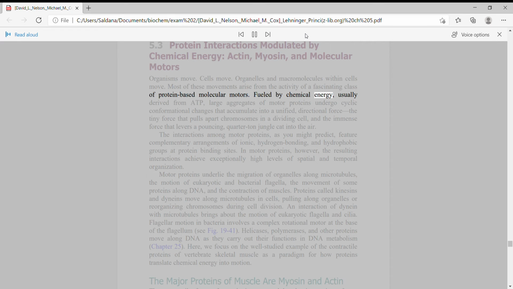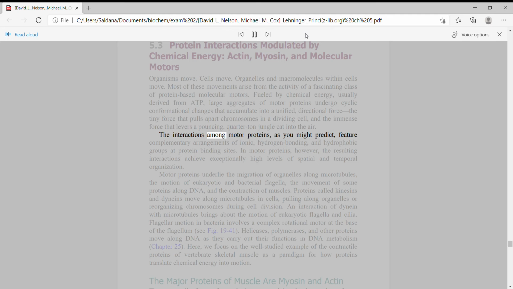Fueled by chemical energy, usually derived from ATP, large aggregates of motor proteins undergo cyclic conformational changes that accumulate into a unified, directional force: the tiny force that pulls apart chromosomes in a dividing cell, and the immense force that levers a pouncing, quarter-ton jungle cat into the air.